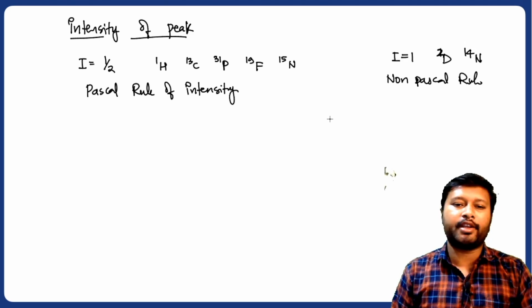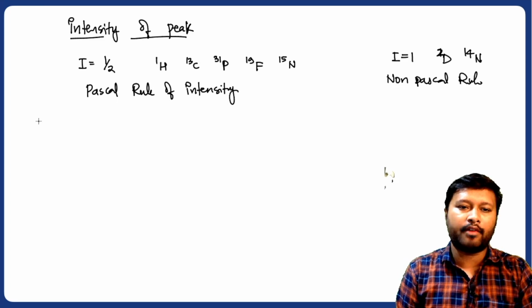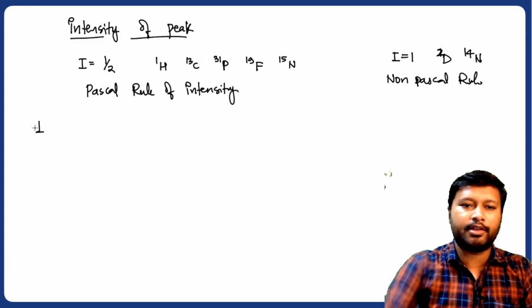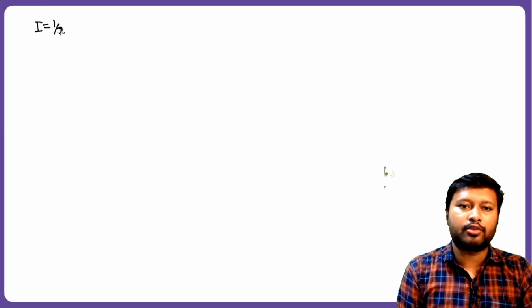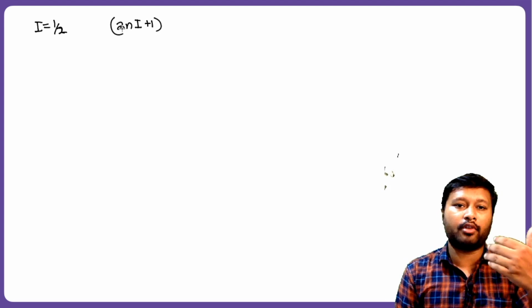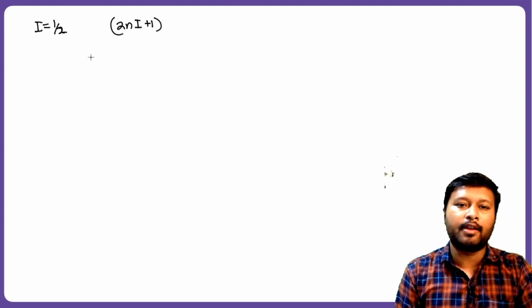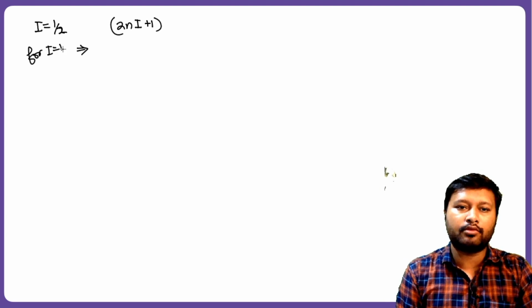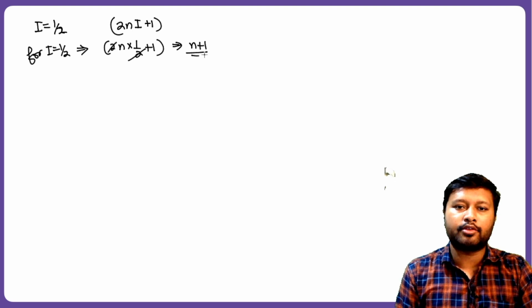So Pascal rule is pretty simple. If you have I value half, let me use the other slide. Basically if you have I equal to 1/2, you know multiplicity you calculate by the formula 2nI plus 1. Now we have I value half, so we can substitute I value half over here. So the reduced form for I equal to half, the formula becomes 2n into half plus 1, and this 2 and this 2 get cancelled out and you get n plus 1. So this is the reduced form of it.